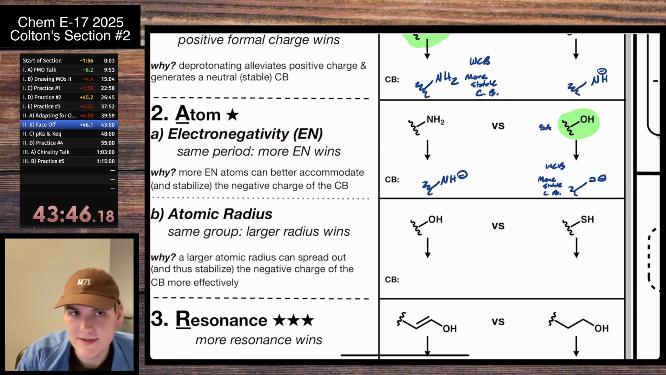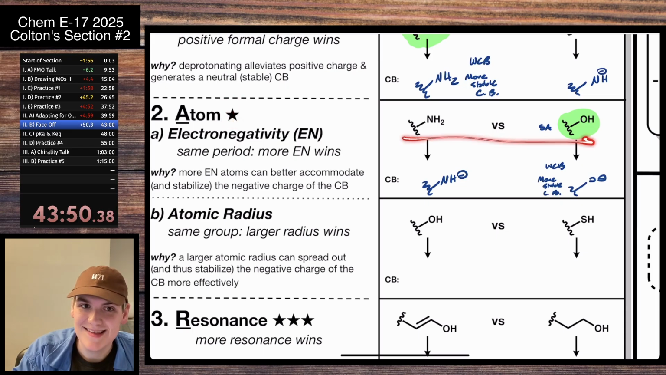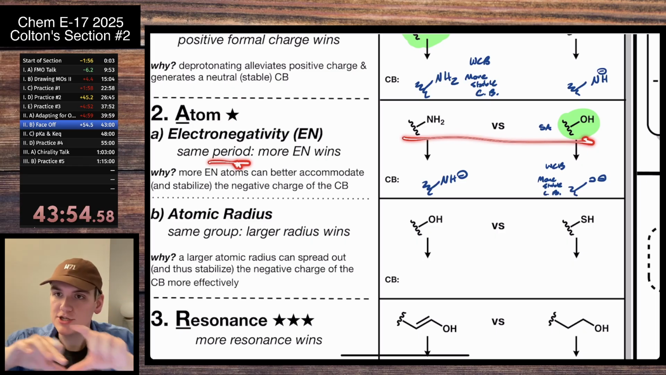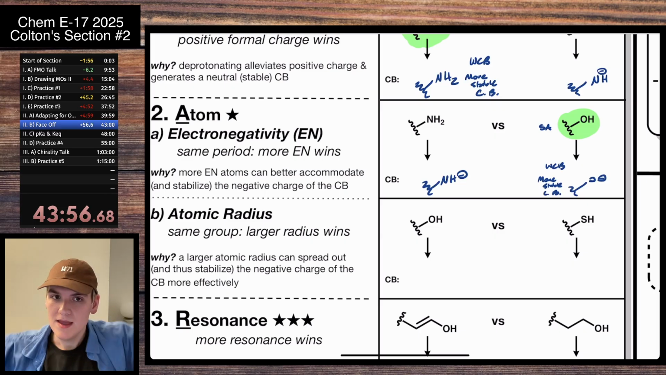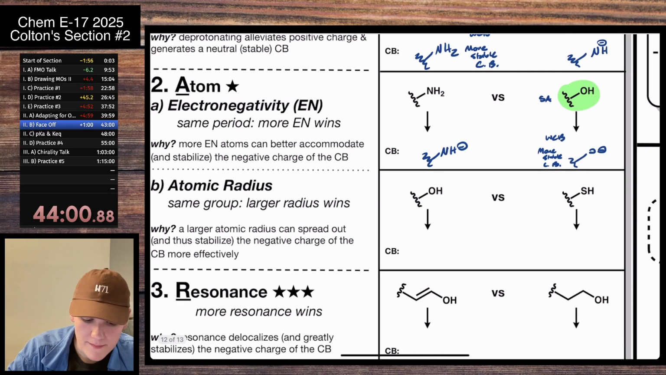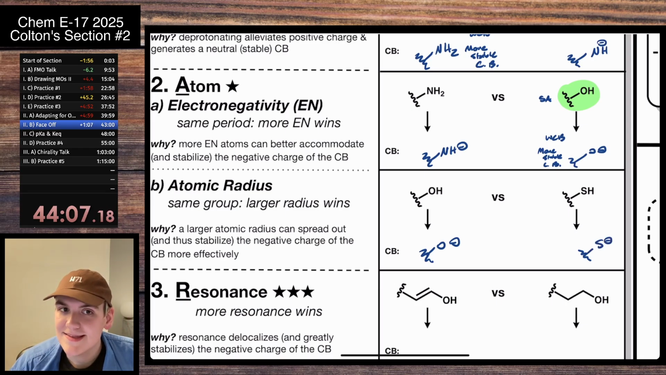Now, important note for this atom effect: this electronegativity rule is only between atoms in the same period, or the same row of the periodic table. Like nitrogen and oxygen are horizontally next to each other. But if we compare atoms that are in the same column, like oxygen and sulfur, then a different effect is happening. So in this case, the atomic radius is going to have a bigger role.